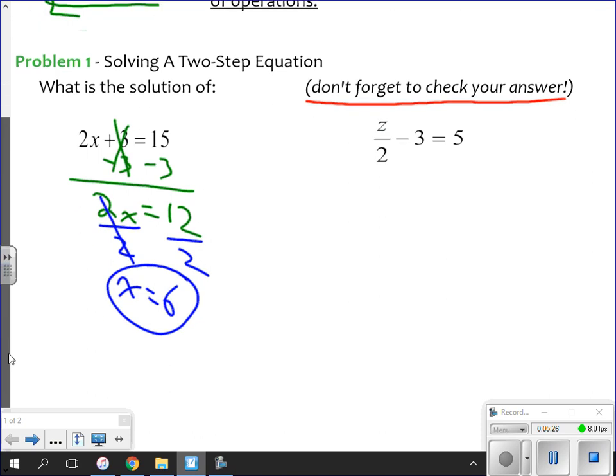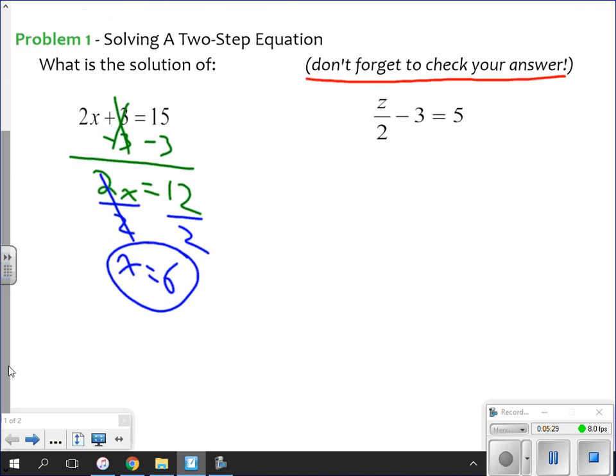Take the original problem, 2x plus 3 equals 15, and put 6 in for x. So I have 2 times 6 plus 3 equal to 15. 2 times 6 is 12 plus 3 is 15. So I got 15 equals 15. I know I did it right. Do you have to do that on the classwork? No, but you can do this to make sure you get it right. It's a very good idea to do it on your test to make sure you get the right answers on your test.